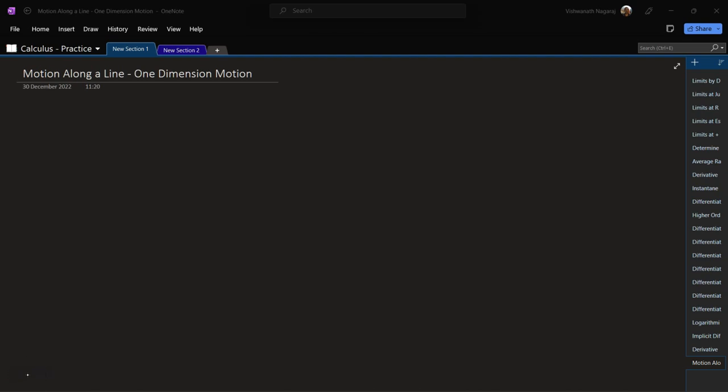Let's look at motion along a line, that is one dimensional motion. Now, whenever we talk of motion, we are interested in the displacement with respect to time, and we represent it as s of t, and usually this would be equal to some expression with t as a variable.